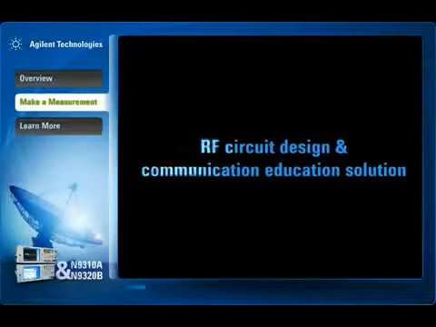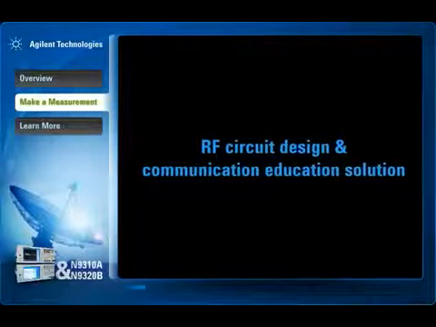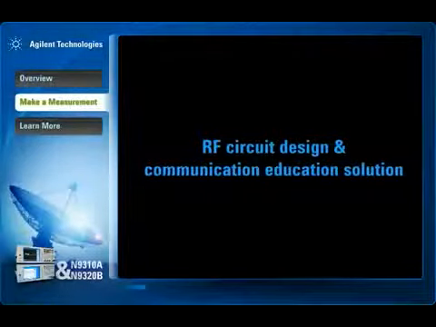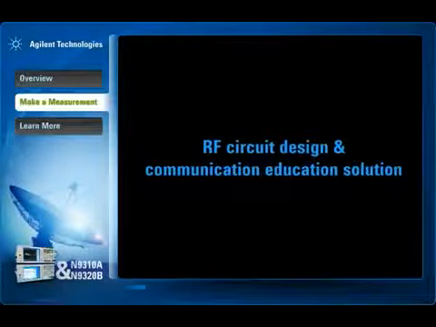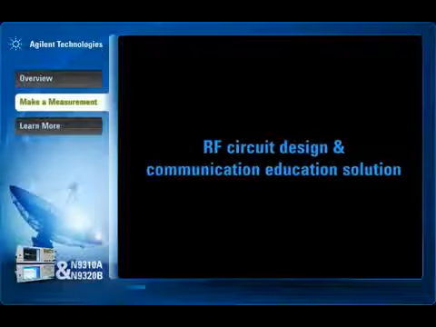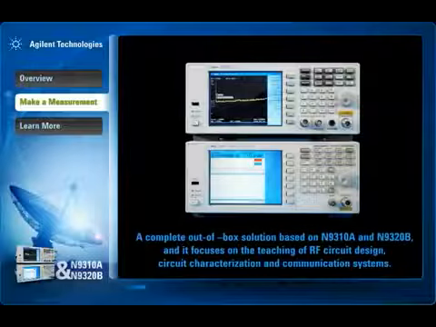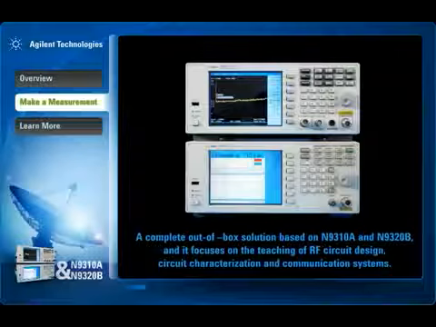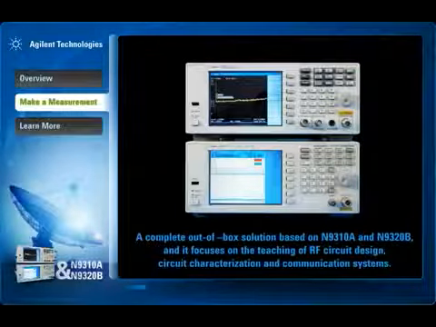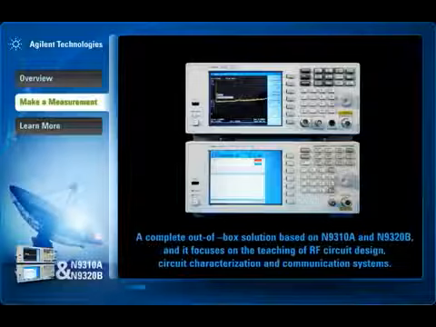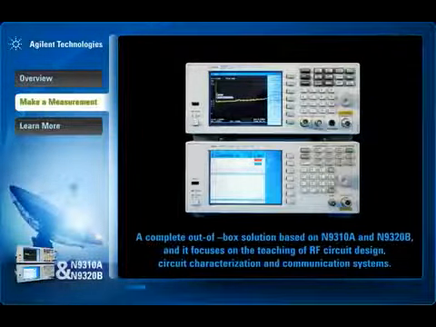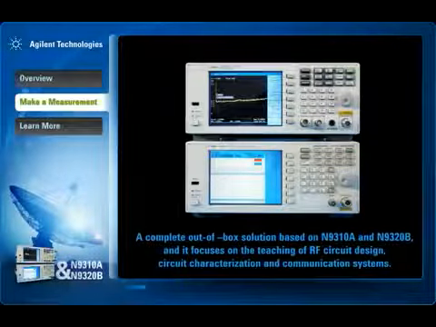To learn more about RF circuit design, circuit characterization, and communication systems, Agilent offers the N9320B TR1 RF Training Kit option, which can be used with the N9310A and N9320B. This out-of-box training tool includes two boards. One acts as a transmitter circuit, and the other one serves as a receiver circuit. The major RF components on each board can be used as separate, standalone components. Using Agilent's flexible RF education solution is convenient, time-saving, and cost-effective.